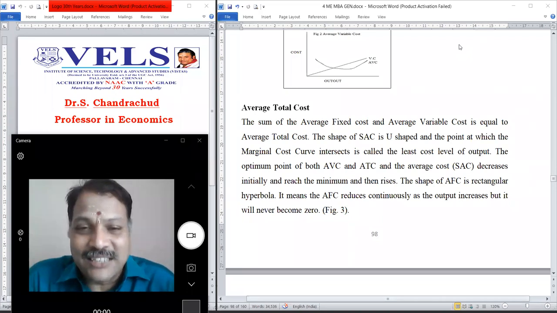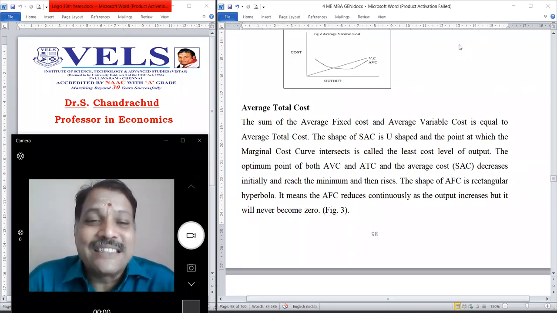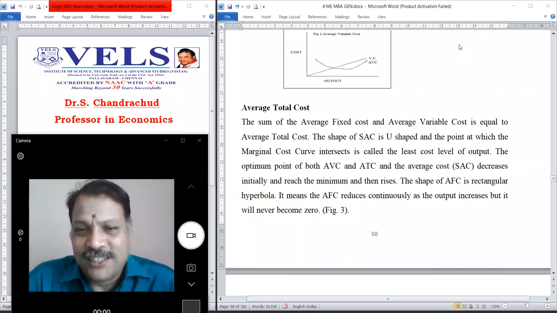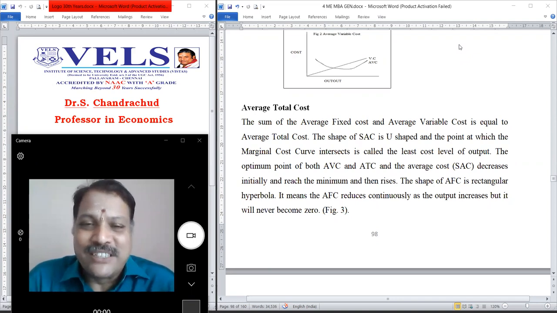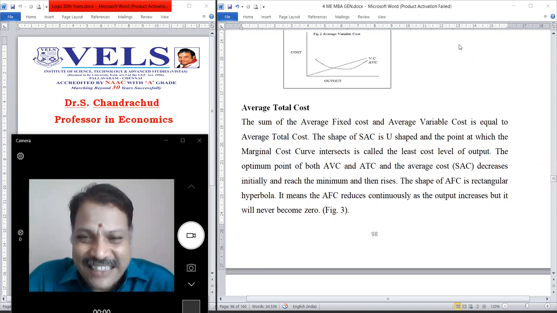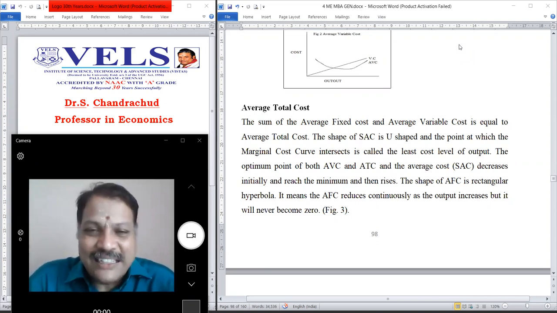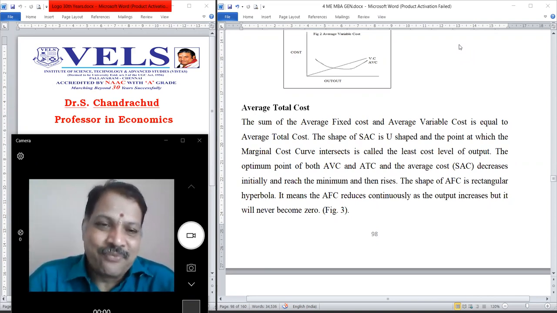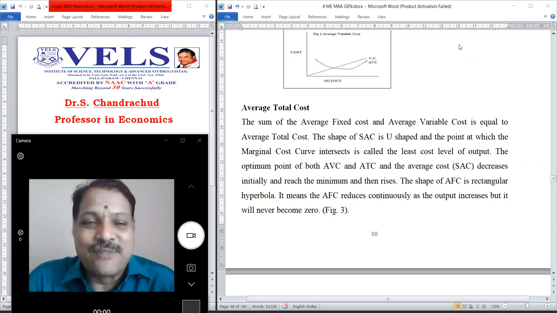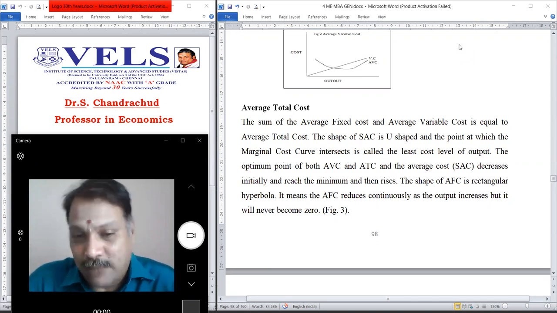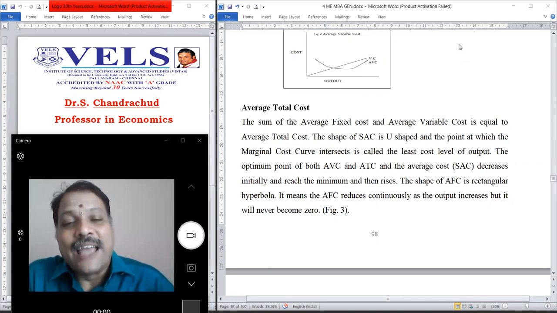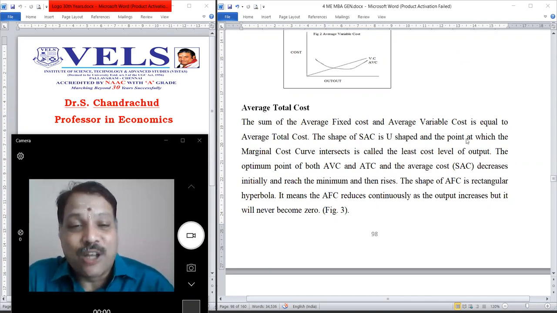The point where the marginal cost curve intersects is called the least cost level of output. It is the optimum point of both AVC and ATC, and the short-run average cost SAC decreases initially, reaches the minimum, and then rises. The shape of the AFC is a rectangular hyperbola. It means the AFC reduces continuously as output increases, but it never becomes zero.